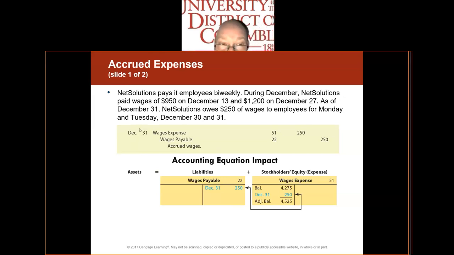So on December 31st, I'll make an adjusting entry. I'll debit my wages expense to represent the 2 days of wages that I incurred for $250, and I'll credit my wages payable, because eventually I need to pay my employees the $250. This was to accrue wages. On the accounting equation, I am going to credit my wages payable to increase it by $250, and I'm going to debit my wages expense to increase my wages expense. And as you know, expenses are part of equity.